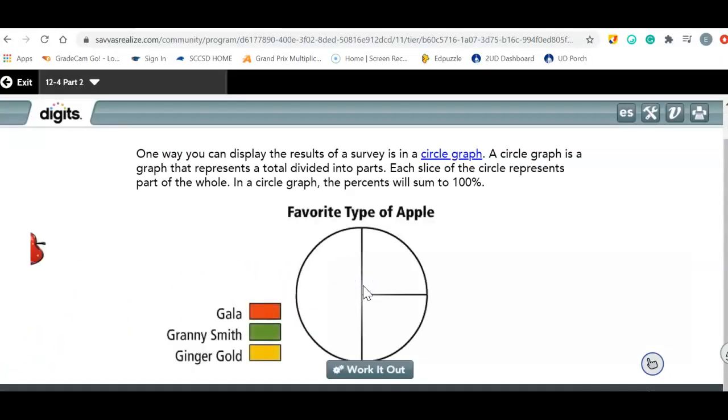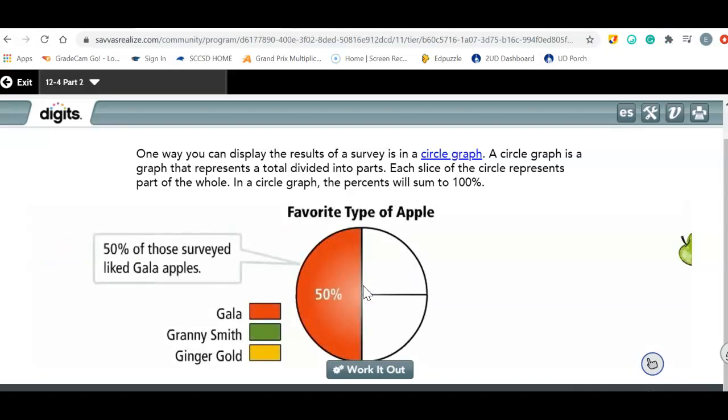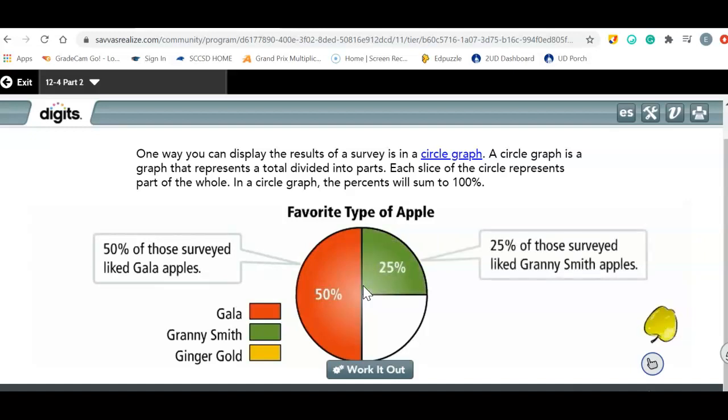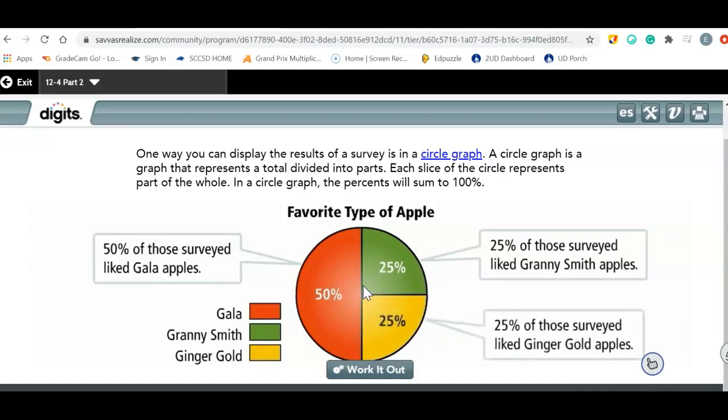When we talked about the different ways we use percents, a lot of you talked about circle graphs or pie graphs. This is one way that you can represent that. We talked about the favorite types of apples. We have Gala, 50% of the people like that. 25% of the people like Granny Smith, and 25% like Ginger Gold apples. What is the percent of the whole pie, the whole circle graph? Jacob. 100%. Perfect.